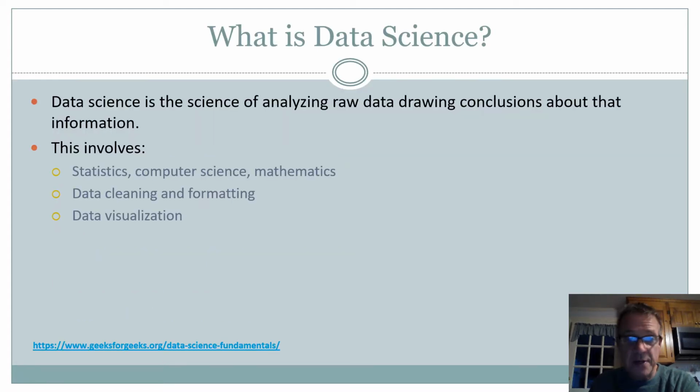So first of all, what is data science? Data science is quite simply the science of analyzing raw data and drawing conclusions about that information. And it involves things such as statistics, computer science, mathematics, data cleaning and formatting, and data visualization.